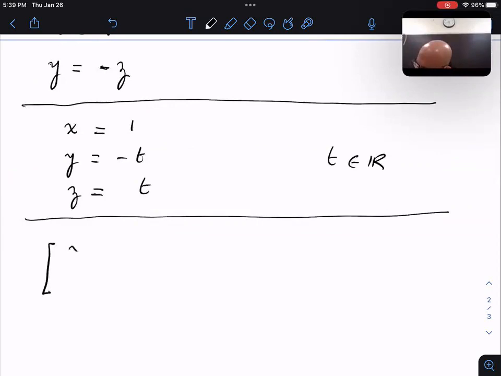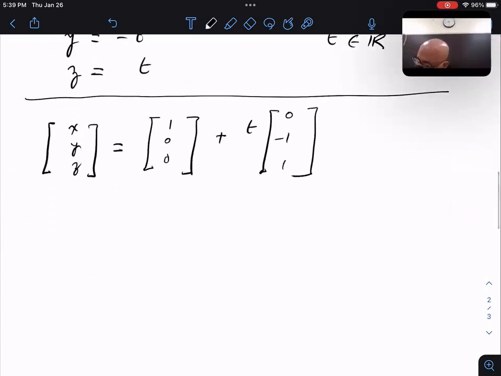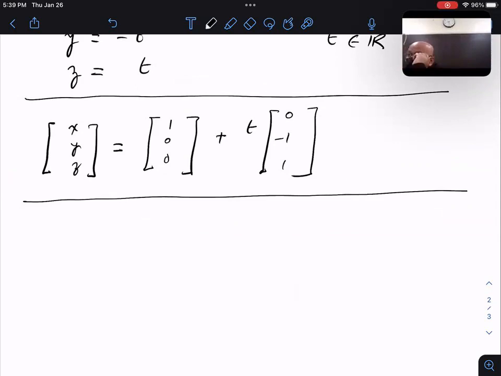So that means x, y, z is equal to 1, 0, 0 plus t times 0, minus 1, 1. Okay, all this you know very well. So what does this mean? So this is where the idea of the math comes in. So we have found a solution which is expressed with a single parameter, right? The single parameter is t. Okay, so now comes the remarks from which you should understand what is going on.